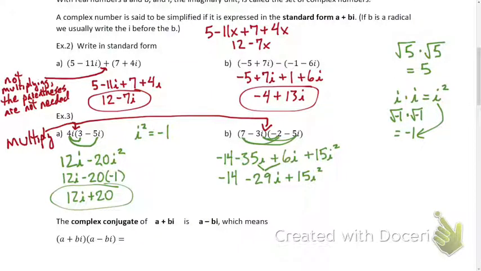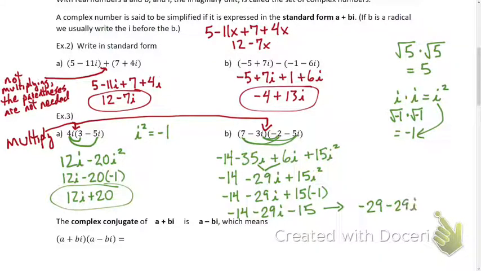But look, we have an i squared. I can change that to a negative 15. And then lastly, final answer, negative 29 minus 29i.